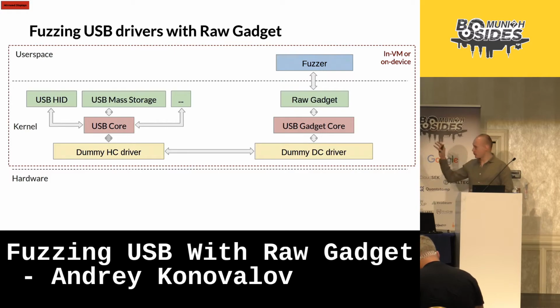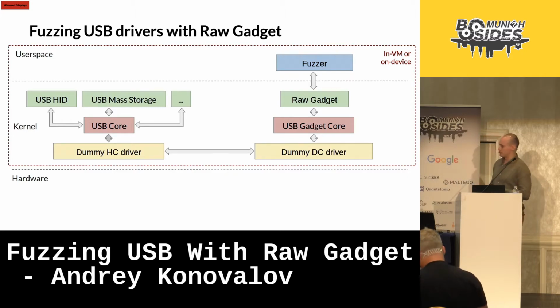And this is actually the key slide of my talk. We have our fuzzer running as a user space application. We use Raw Gadget to emulate arbitrary USB devices. We use the dummy drivers so that the USB devices this fuzzer emulates are going to be connecting to the very same kernel the fuzzer is running on.